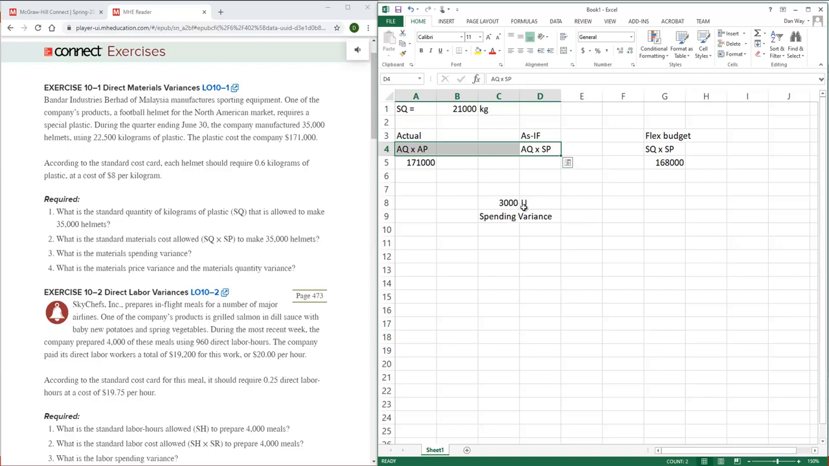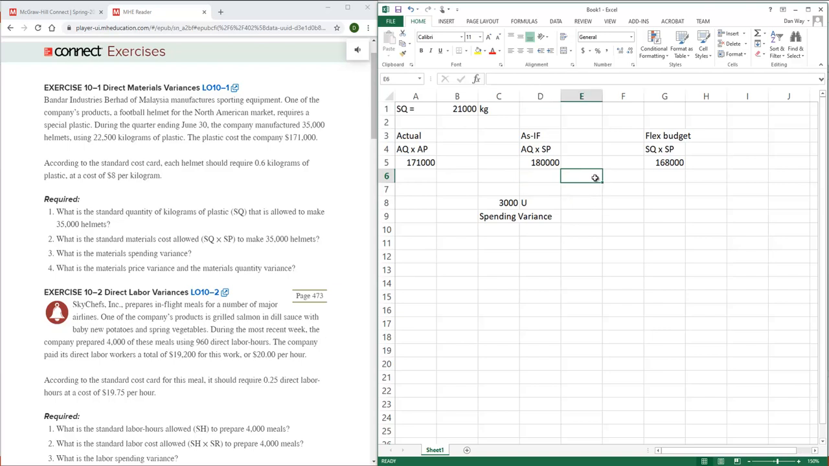So let's start over here with determining what our as-if budget would say. So our actual quantity times our standard price. So we used 22,500 kilograms of plastic. That's our actual quantity for that actual level of output. And then we know that that standard price, that stuff should cost $8 per kilogram. So our actual quantity times our standard price, $180,000.